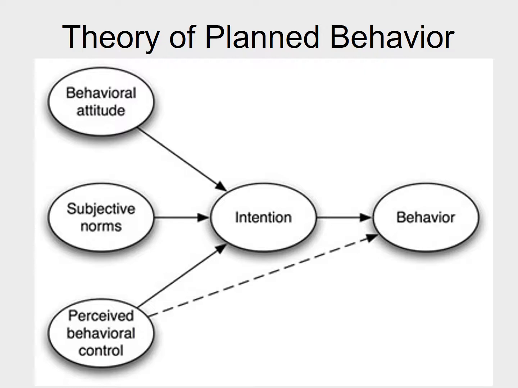The idea is, well, if I change someone's mind, that's going to change their behavior. If I convince someone in an argument that they should vote for a particular candidate, they're going to go and vote for that candidate. But there's a problem with that, because behavior alone is not predicted just by attitude. It's a part of it.